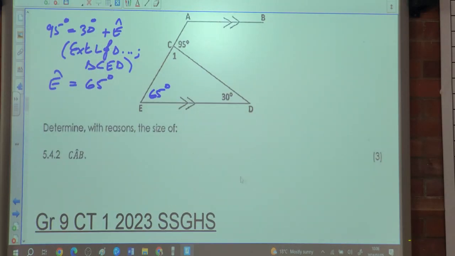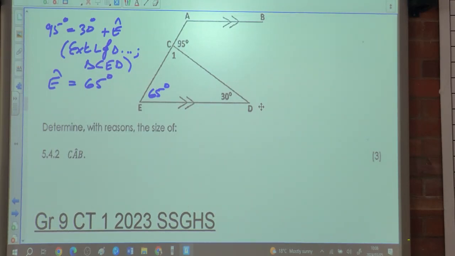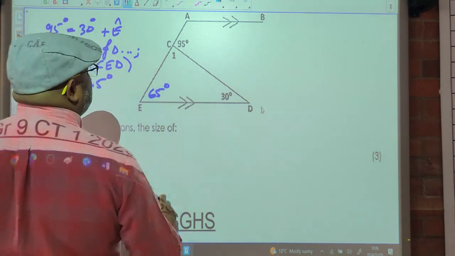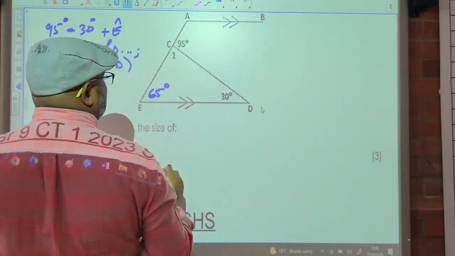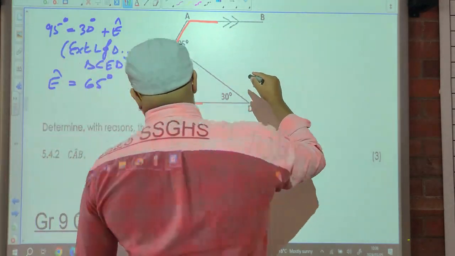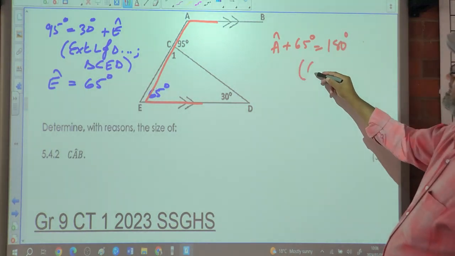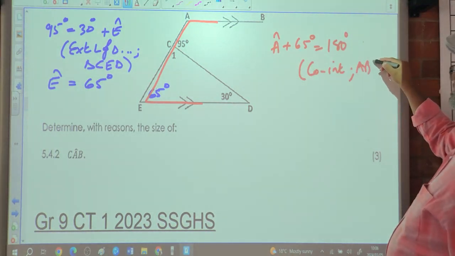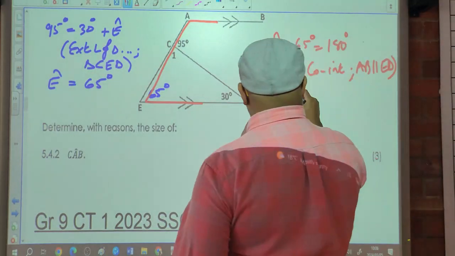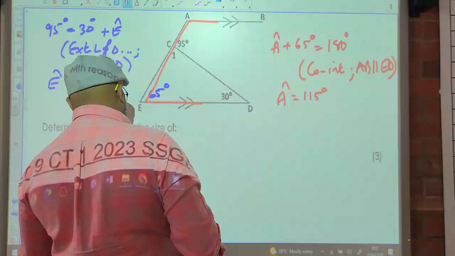Let's go to the second part here. Calculate CAB. Are you going to calculate CAB, people? So we need it. In other words, angle A. So angle A plus 65 is equal to 180. Why? Cointerior angles with AB being parallel to ED. So angle A works out to be 115. Is that correct? Right?